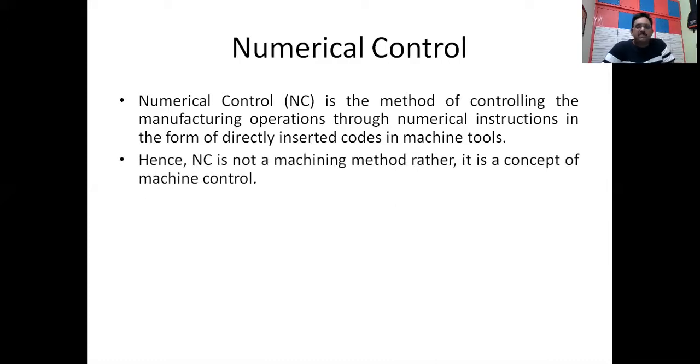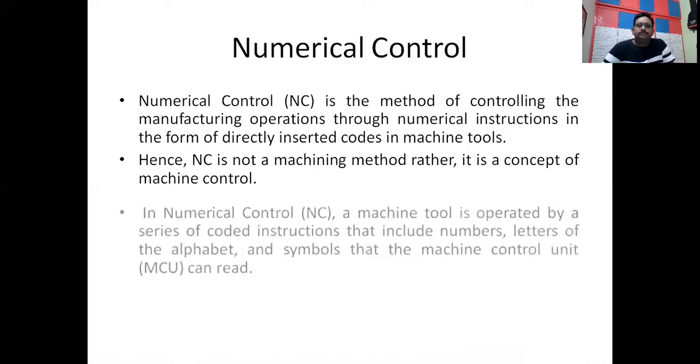Hence, numerical control is not a machining method. It's not a new machining method. Rather, it is a concept of machine control. That means we are using the same machines, but the control is not done by the human operator. The human operator will be there, but some control will be done with the help of these numericals. That's why it is called numerical control.